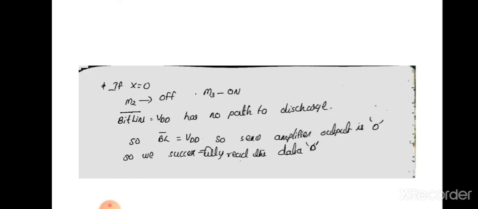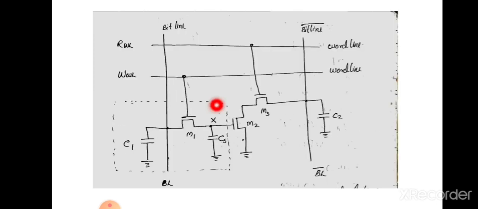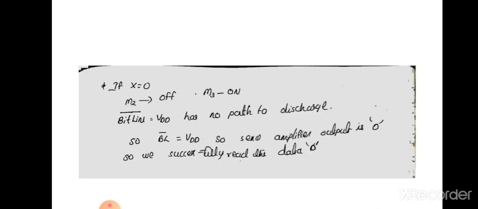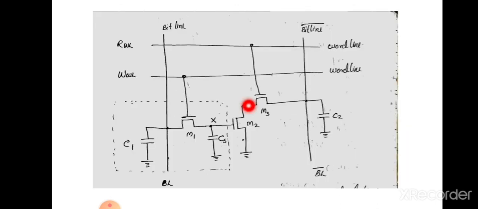And next, if x is equal to 0, what will happen? Suppose in the memory the value is equal to 0. M2 will be off because the gate voltage is 0. Whenever M2 is off, we know that the reading operation takes place, so M3 is on and M2 is off. So what will happen? This is off, that means there is no discharge path. That means here the voltage will be VDD, because C2 cannot discharge through this path because this path is open. So the voltage appearing here will be VDD. That means bitline bar voltage is high.